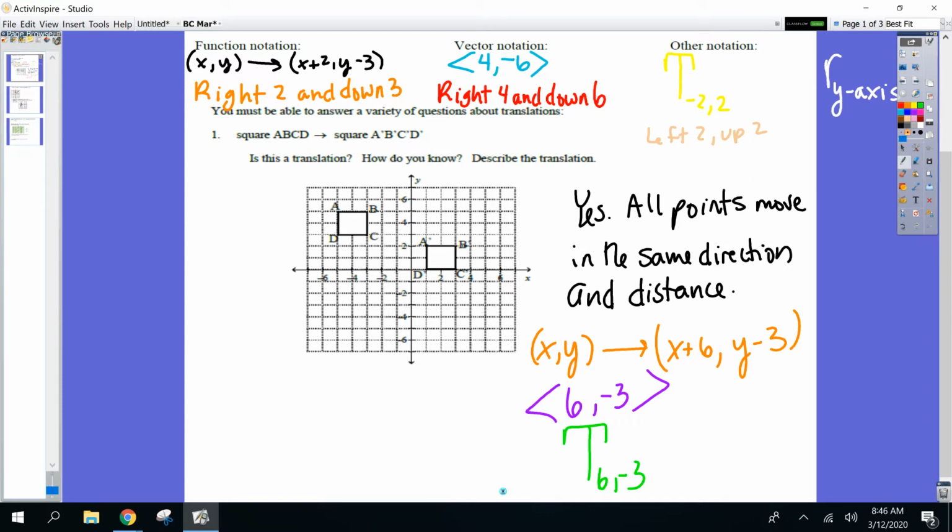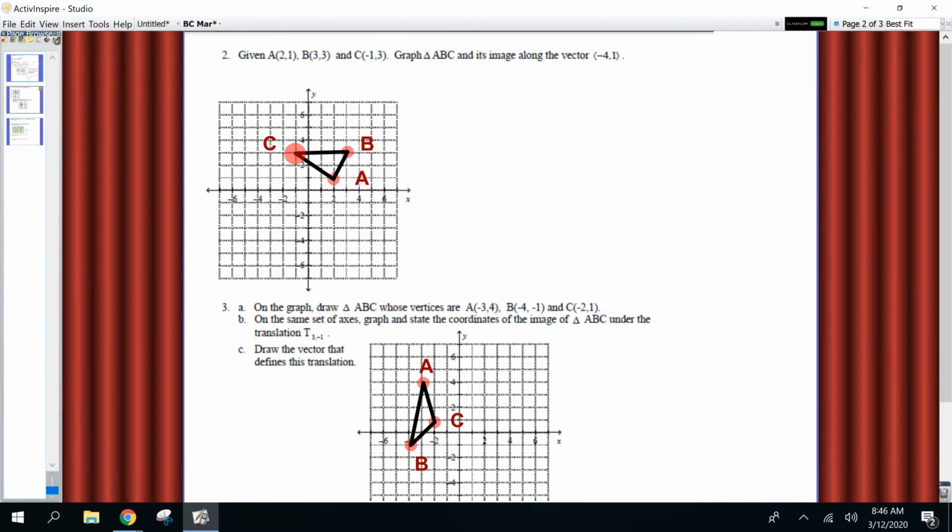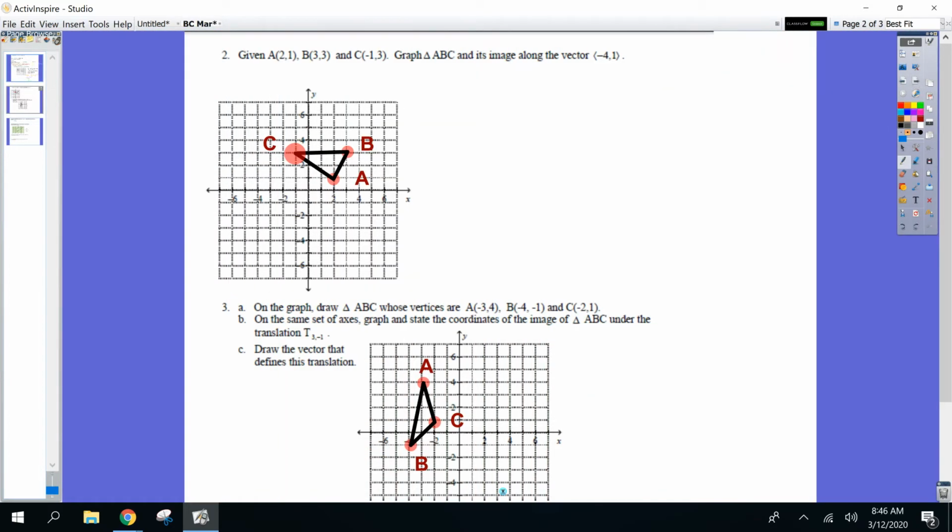All good there. Feel like this is going to be a good day for you. All right, let's do some translations now. ABC, go ahead and graph it, and then we got to do a little something in vector notation.